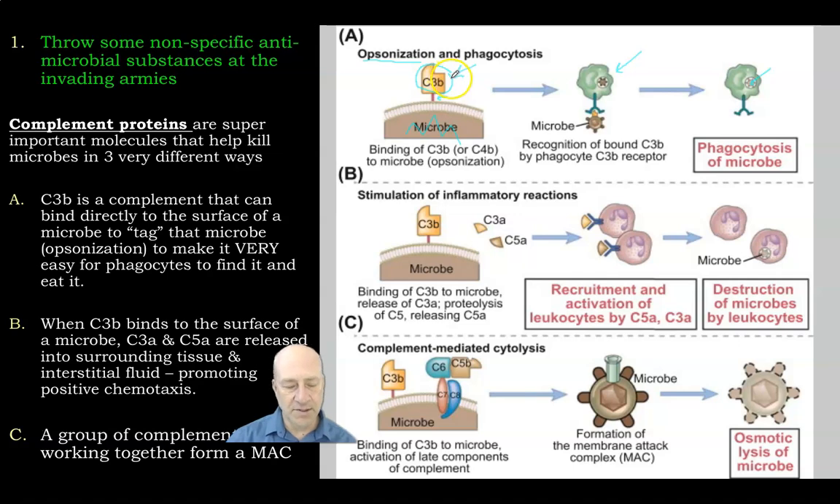That's what this complement is doing. The complement is going right on top of this microbe and making it easier to find and easier to eat for your phagocyte or your macrophage right here, which is this big green cell.